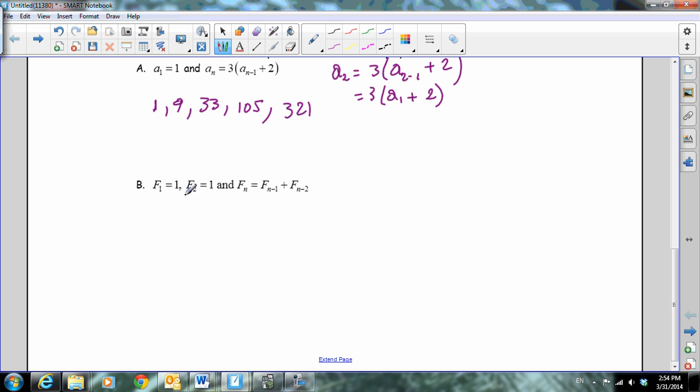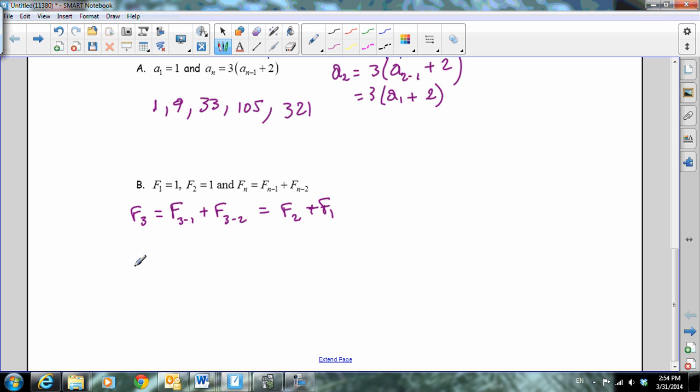F1 is the first term, F2 is the second, Fn is equal to the sum of the previous two terms. So to find f3, f3 is equal to f of 3 minus 1 plus f of 3 minus 2, which is equal to f of 2 plus f of 1. In other words, the third term is the sum of the first and second. The fourth term will be the sum of the second and third, and so on.